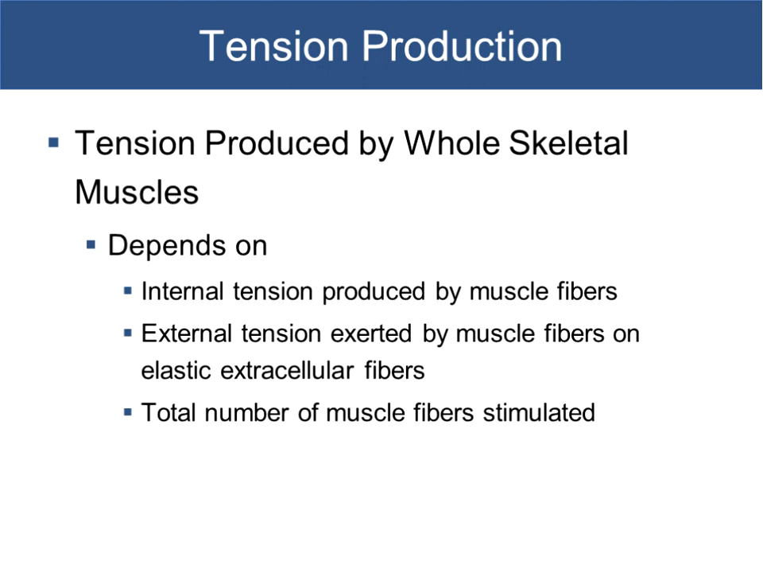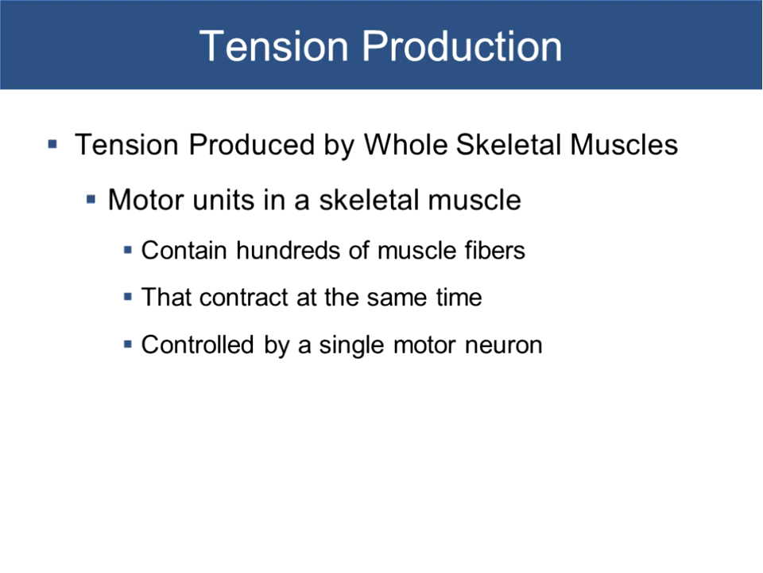So when we want to develop this tension by the whole skeletal muscle, it depends on some things: how many muscle fibers are stimulated, how much external tension, or those passive forces exerted on the muscle fiber by those tendons, and then also the internal tension produced by the filaments themselves, the myosin and actin filaments inside the muscle fiber. That also has a role to play in how much tension is produced in the skeletal muscle. So far, we have really only talked about individual muscle cells.